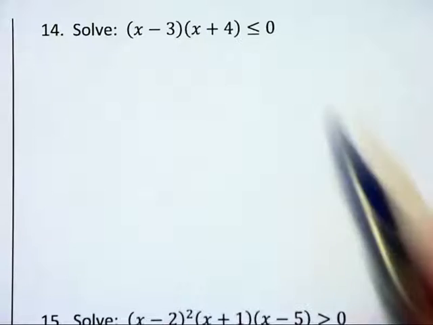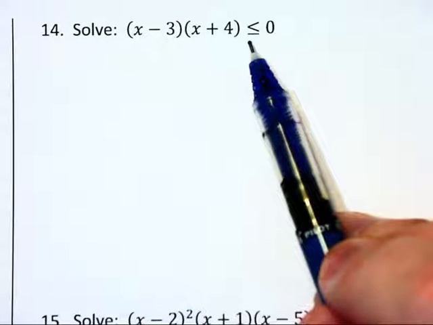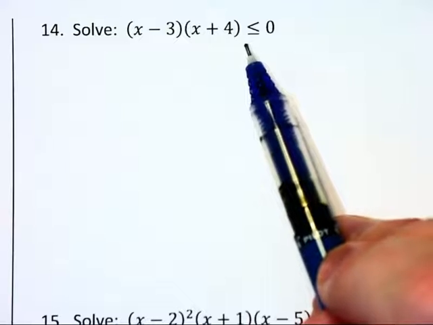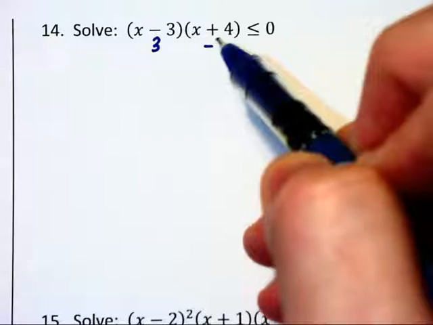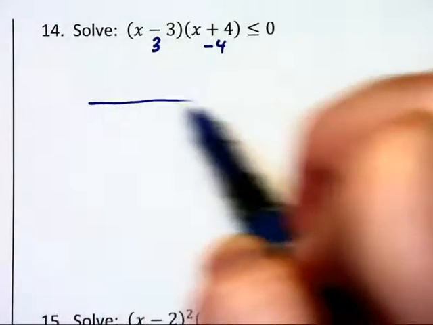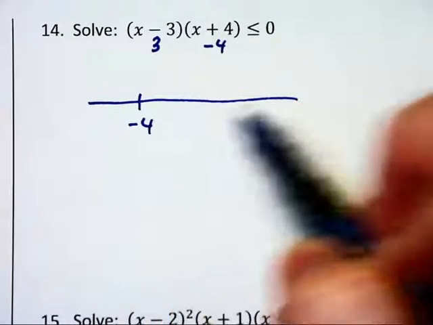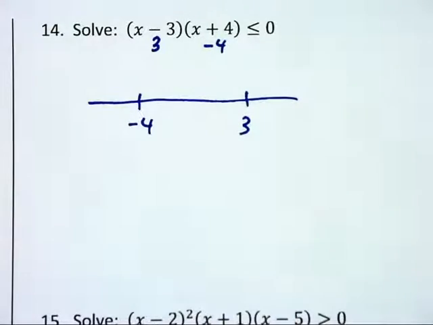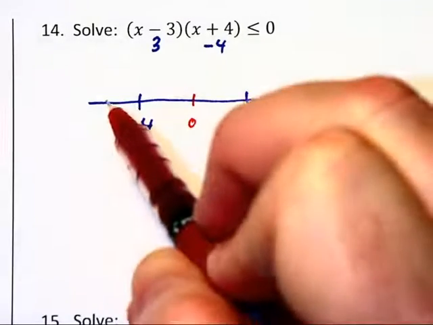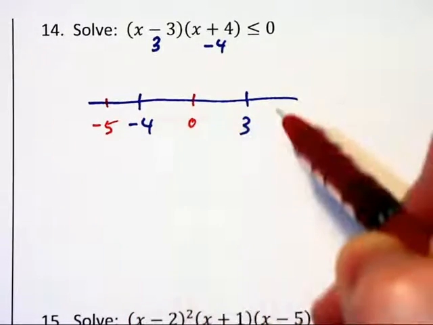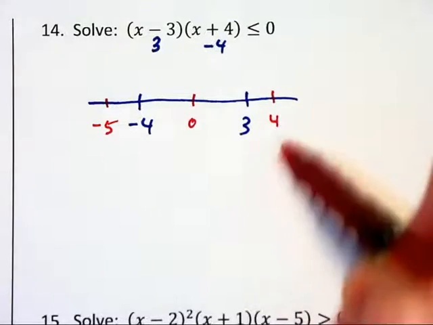For number 14, notice that there's a less than or equal to. That tells us we're dealing with a polynomial inequality, and our two critical values are 3 and -4. So let's plot those 2 points on a number line, and then we need to determine the regions of our solution set. 0 is a handy number in the center to substitute in. On the left, I'll choose -5, and on the right, I will choose 4.